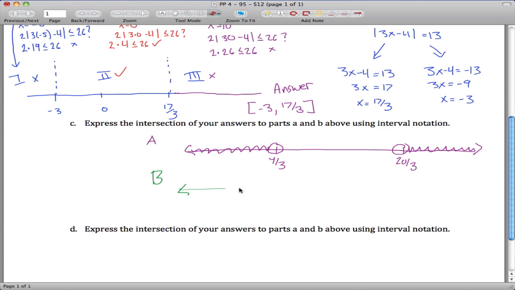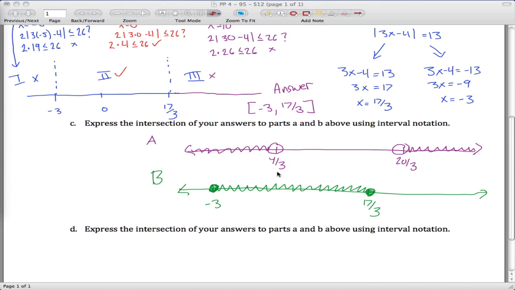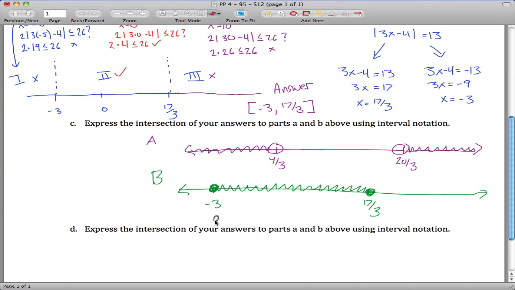I could create a number line. And I see negative 3 over here somewhere. 17 thirds, that's less than 20 thirds, so I'll put it right there. And now I want everything, including these points, that's in between these guys. So to find my intersection, I need to know what things are in the top set and in the bottom set. To be in the intersection, you have to be in both. That looks like it's everything from negative 3 all the way up to 4 thirds here.